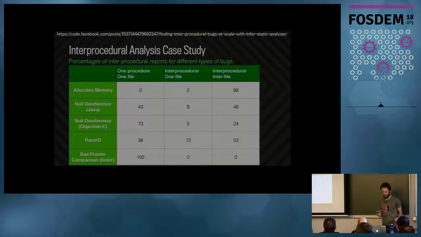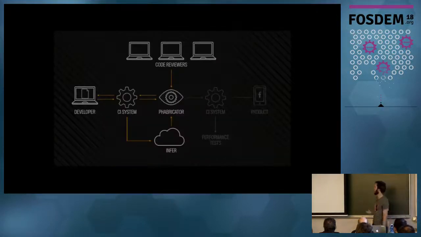No. OK. So how do we deploy Infer at Facebook? I said it reports at diff time. So whenever a developer sends a new change, it will go through our CI system. Our CI system runs a bunch of tests, and it also schedules an analysis via Infer.